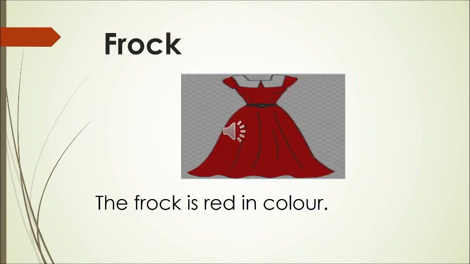The next one, the frock is red in color. So what is the color of the frock? Red. So what do we say? The frock is red in color. Right? Similarly, we can use the other words also. I like to eat fresh fruits. Or we can say, I love to play with my friends. Yes? So in these different ways, we can make sentences. Right?